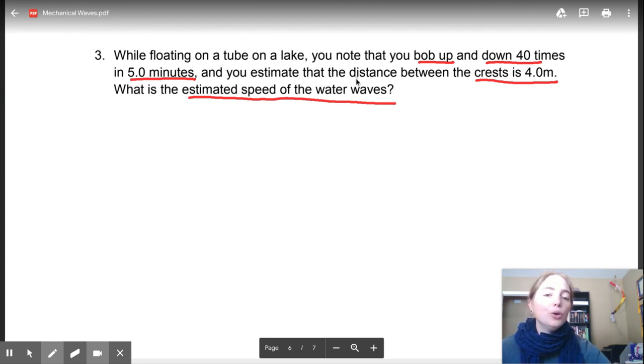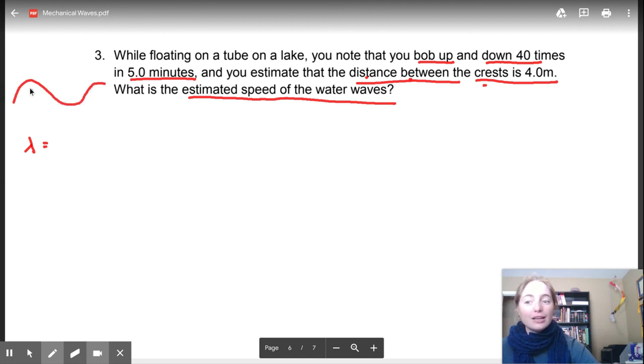Okay. Notice how I worded this. Distance between the crests. What is that? It's not D. That's lambda. Okay. I made a very specific reference to the location on a wave, the distance between the crests of a wave. And the distance between the crest of the waves is the wavelength.